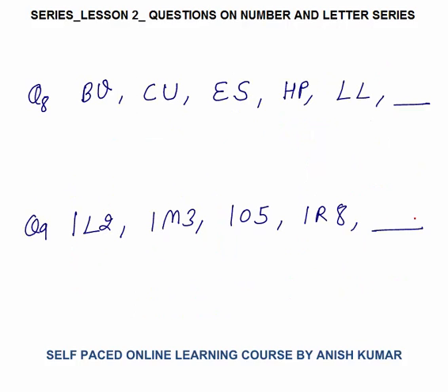Now question number 8 and 9 on your screen. Pause the video, try to solve yourself, then look at the way I have solved. Now B means 2, V means 22, this is 3, 21, this is 5, 19, this is 8, 16, and this is 12 and 12.